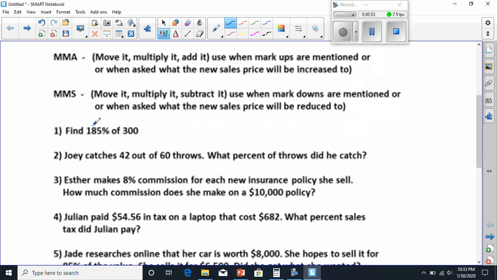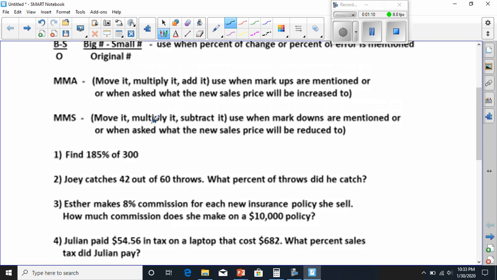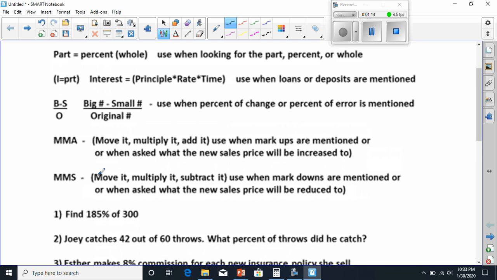Well, first one says find 185% of 300. Well, if we do this, we see that we are asked to find a certain percent of an amount, right? So basically a part of something. Well, we can see that they've given us a percent and a number, and if we start looking through here, which formulas will have us use a percent and a number? Well, we do need a percent when we move it, multiply it, and subtract it, but we're only going to use this when we're looking for things that are marked down or when they're asked to find a new sales price of something reduced. MMA will also have us move our decimal point, but only when you see something that says mark up, where it mentions that the new sales price will be increased.